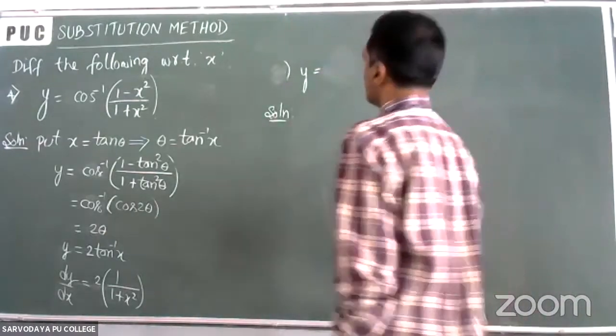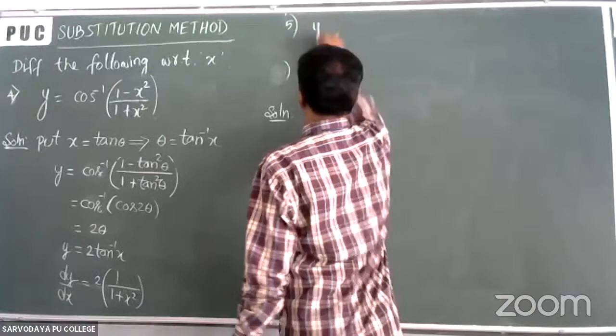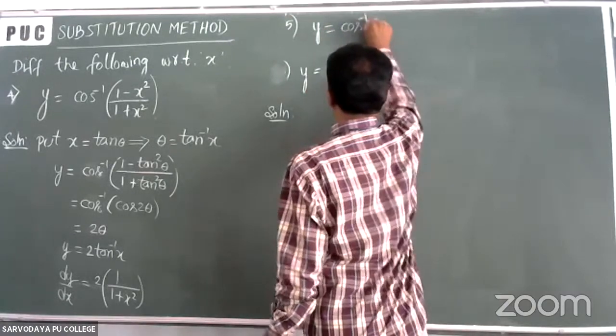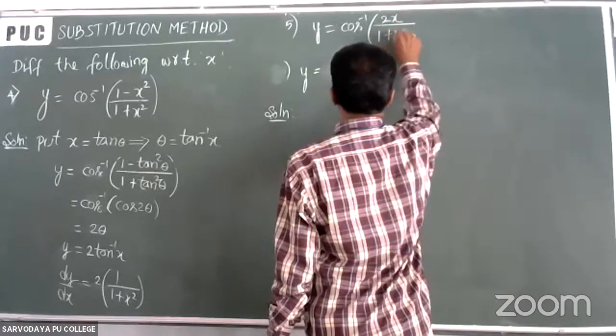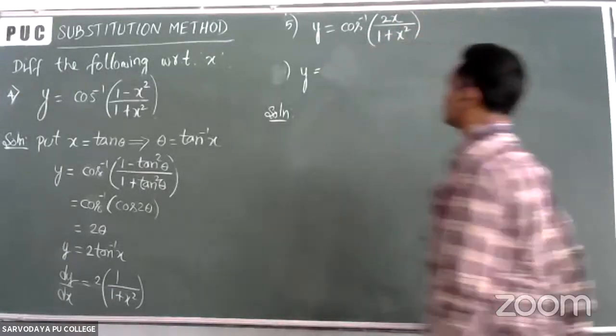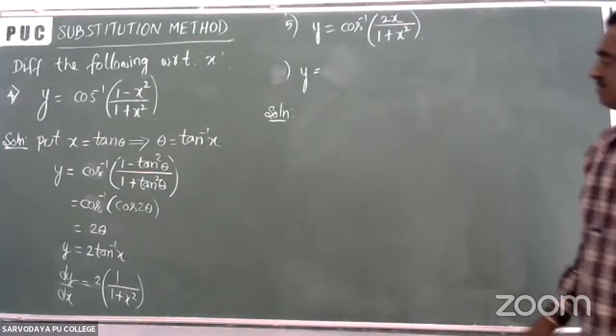Okay, fine. Next one, the fifth one, take it as a homework problem. Fifth one is y is equal to cos inverse of 2x divided by 1 plus x square. Treat this as a homework problem. After the class you can solve this one.